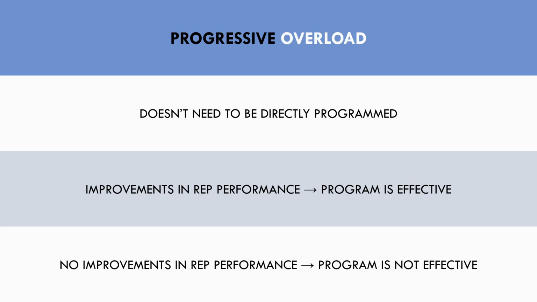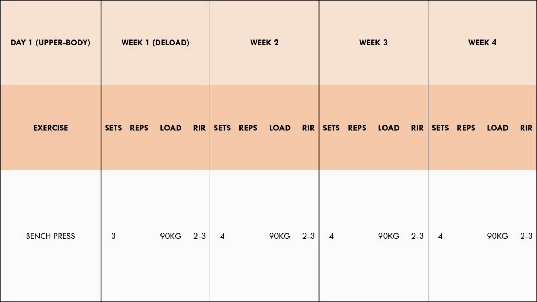Let's use the bench press from day 1 as an example. Over the 4-week mesocycle, we keep the load the same, the volume the same, and the proximity to failure the same. Let's say the trainee performs the following reps for each set over the mesocycle. As we can see here, the reps naturally increase slightly over time on average. This suggests that the trainee is improving performance and that the training program is effective.